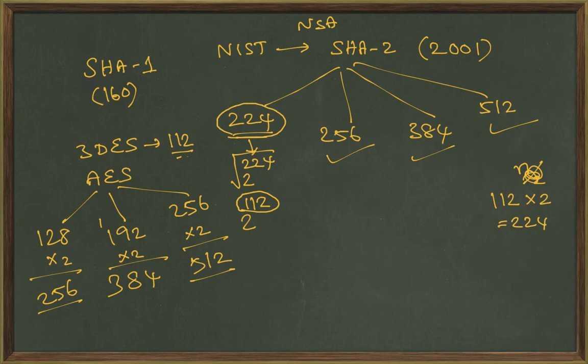However, SHA-2 is slower than SHA-1 because it needs to handle a larger amount of data, right? So it's actually slower than the SHA-1 algorithm.